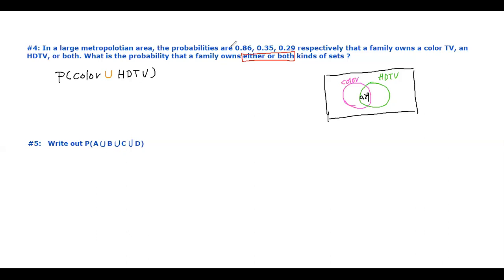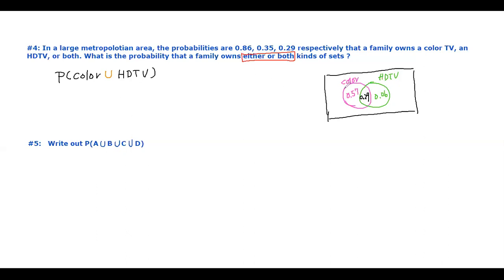So the color ones here is 0.86. The whole purple circle is 0.86. This is 0.29. So what is this part here? It's 0.57, right? So the HDTVs, the whole thing here, is 0.35. This is 0.29. So what is this part here? It's 0.06. All right. So here, they ask, what is the probability of color or HDTV?